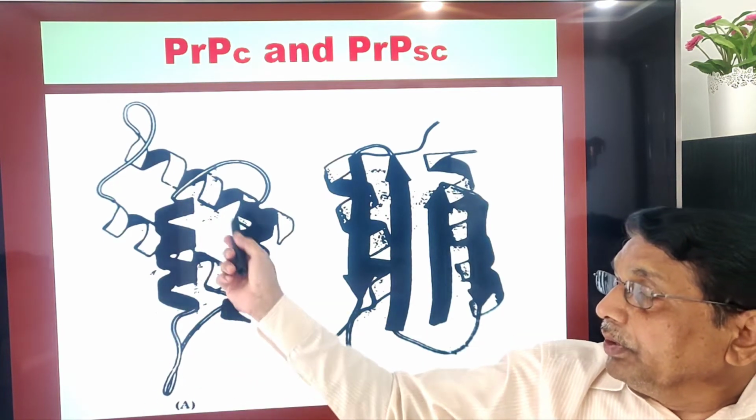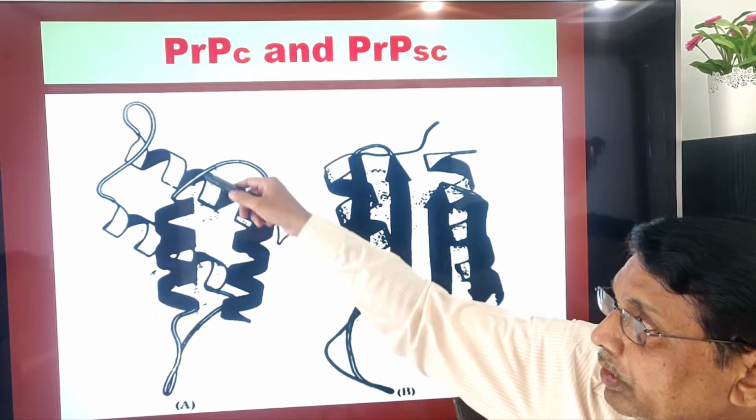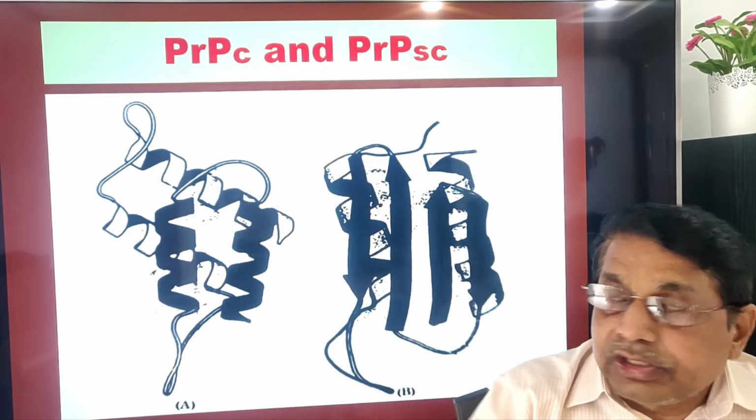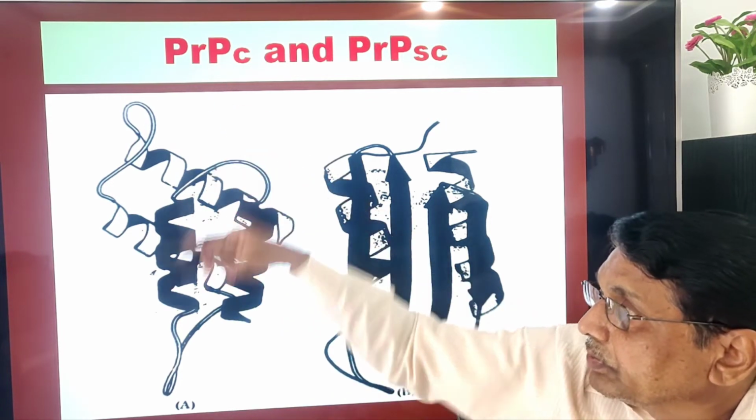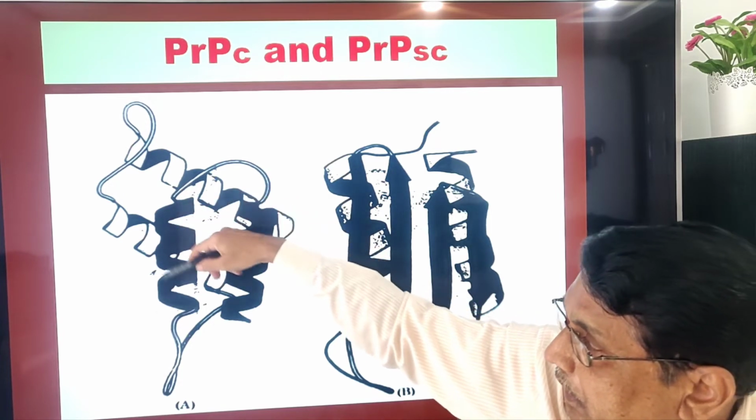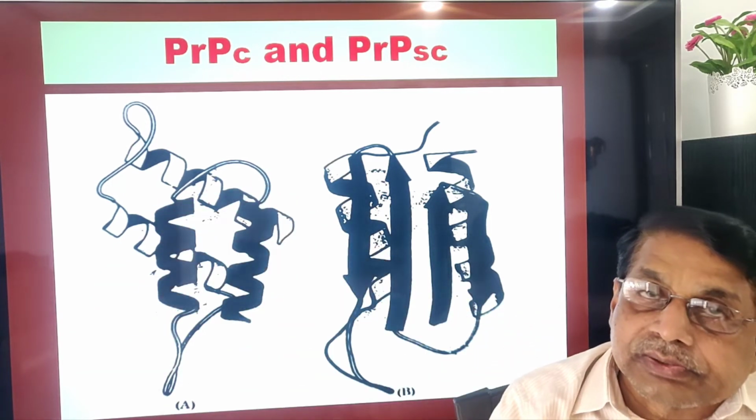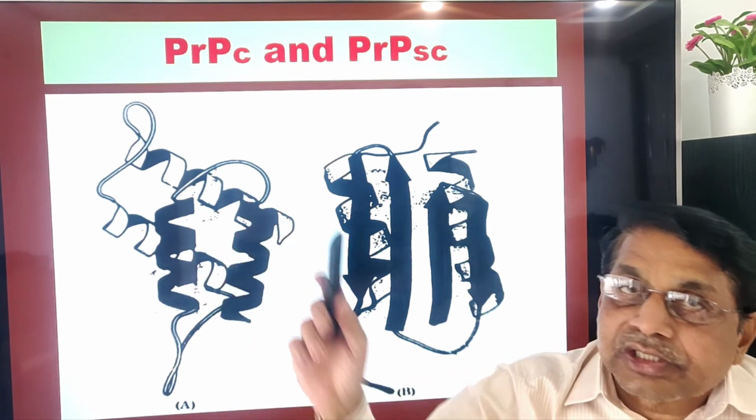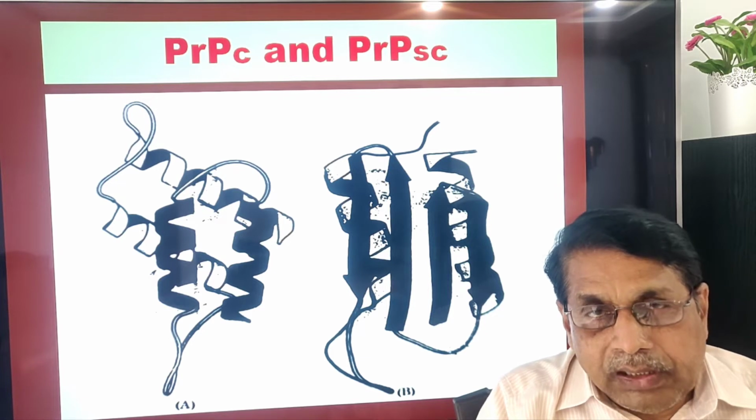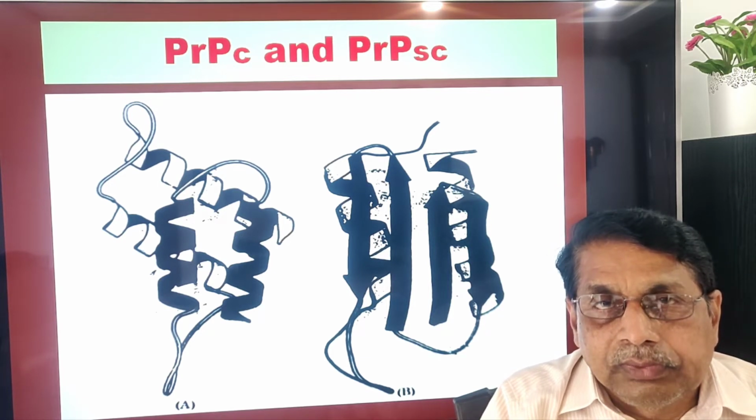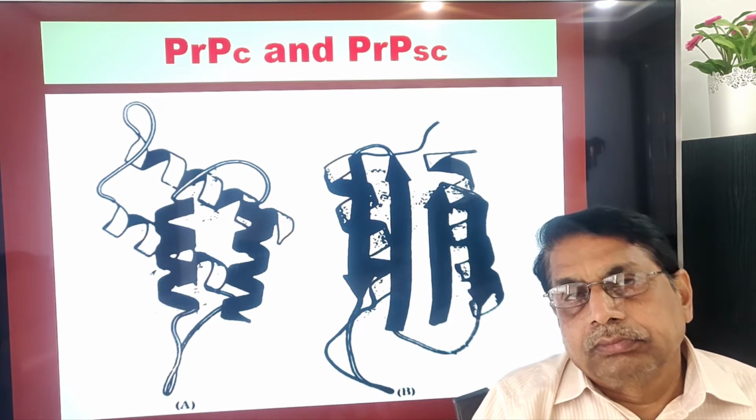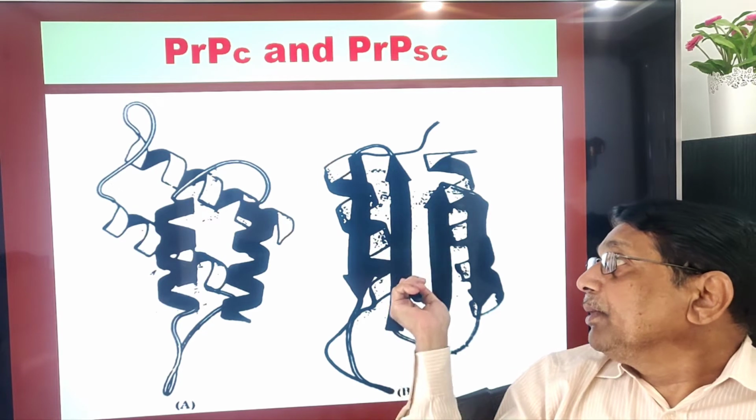There will be a protein called PrPC. It is present in normal individuals. There are no beta sheets, only helical foldings. This is a normal protein present in healthy people. But in infected people, this protein undergoes wrong folding. Because of the wrong folding, beta sheets are formed.